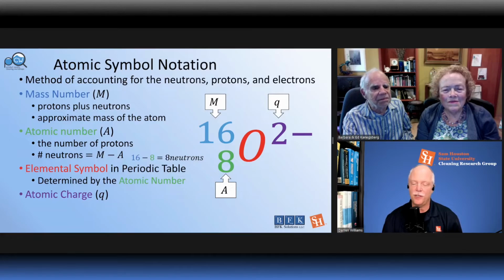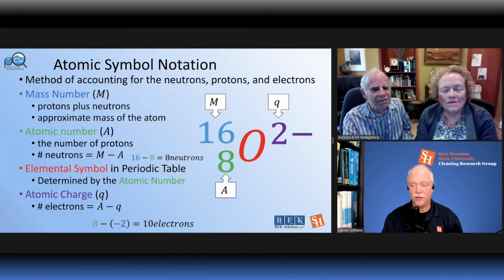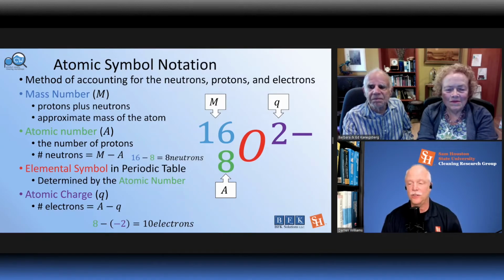And then you have the atomic charge. This is just the difference between the protons and the electrons. So if you want to know the number of electrons, you could subtract that atomic charge from the atomic number or number of protons, and you get the number of electrons. And so in this case, this particular oxygen has 10 electrons, 2 more than the protons, so it shows a -2 charge.